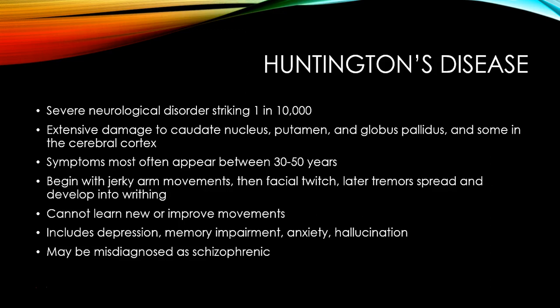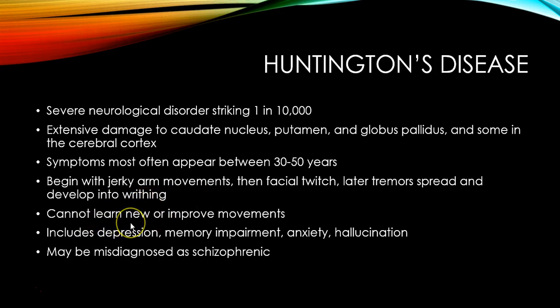And then the last disorder of the motor system that we'll talk about is Huntington's disease. This is a very severe neurological disorder that affects 1 in 10,000 people. It causes extensive damage to the caudate nucleus, putamen, globus pallidus, and the cerebral cortex. The symptoms often appear between age 30 and 50 years old, starting with jerky arm movements, then a facial twitch, tremors, and then this writhing where they just can't stay still.